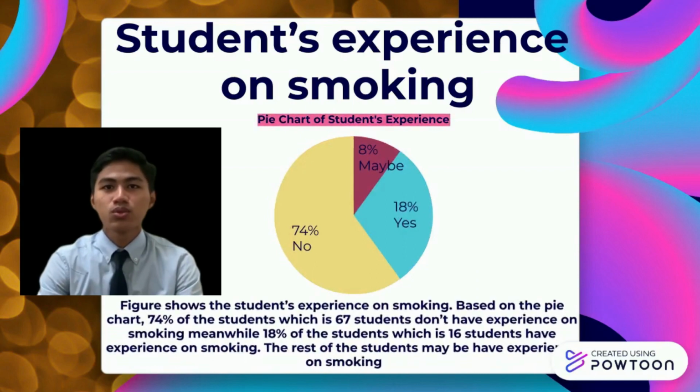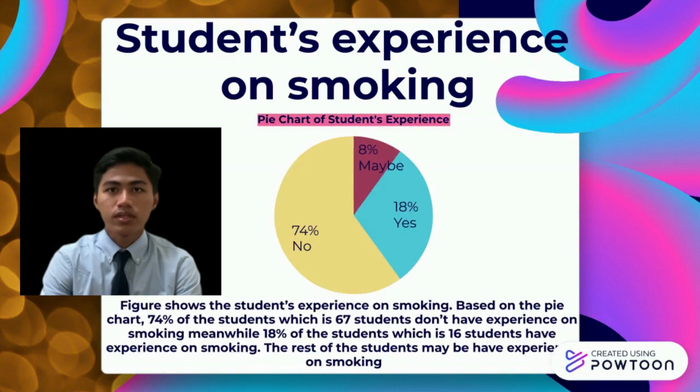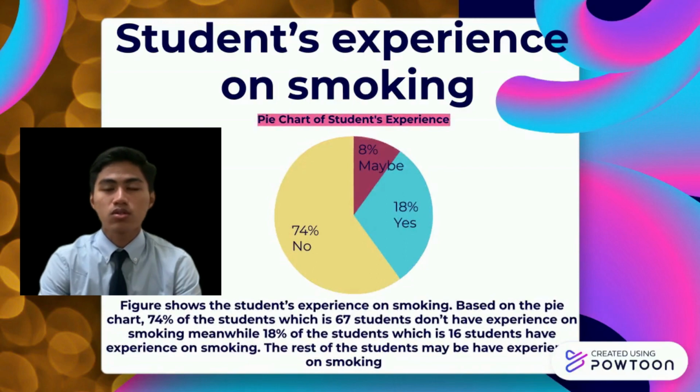The figure shows the students' experience of smoking. Based on the pie chart, 74% of the students, which is 67 students, don't have experience of smoking. Meanwhile, 18% of the students, which is 16 students, have experience of smoking. The rest of the students may have experience of smoking.